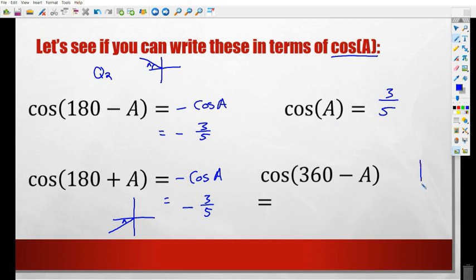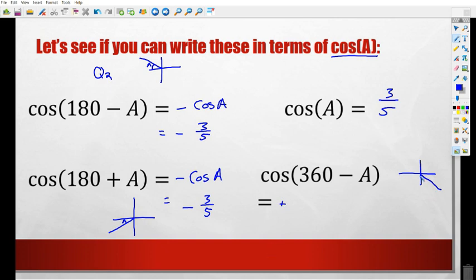And the last one, draw a little sketch here. We're going to go 360 minus A. So 360 all the way around, and we're going to minus A. Where am I? I'm in my fourth quadrant, and cos is what in the fourth? Positive.